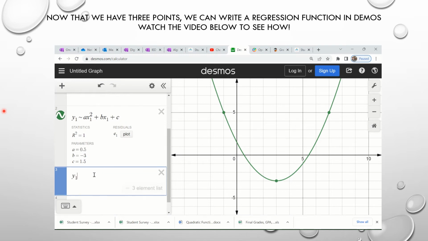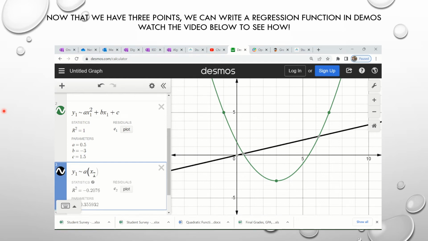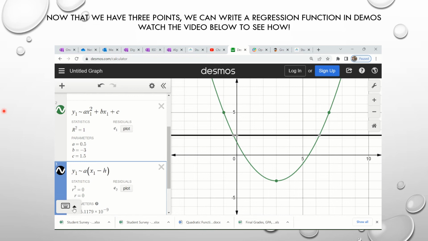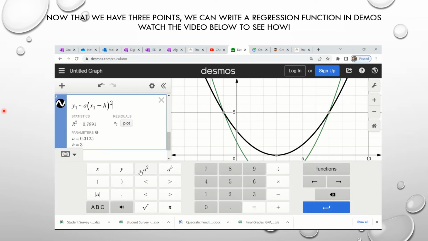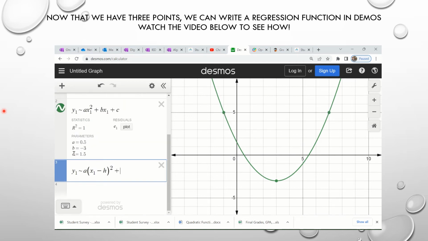Vertex form will use y1, then we use the tilde, a, and then vertex form, remember, is x minus h all squared plus k. So x minus h all squared plus k. So I will do not just x minus h, but I need x1 minus h. And then we need that squared. And then plus k. And it will tell us what the h and the k values are.